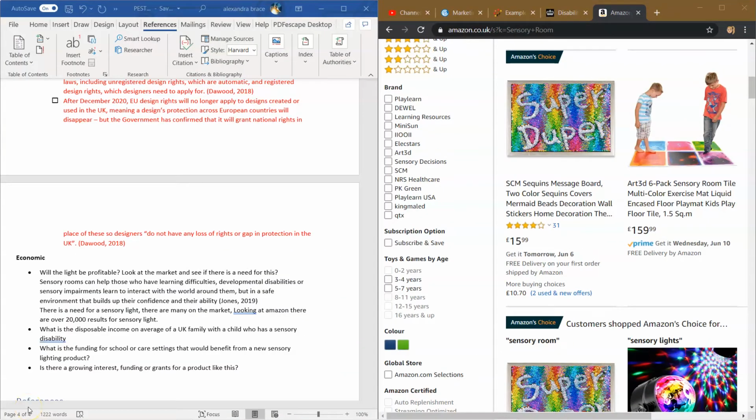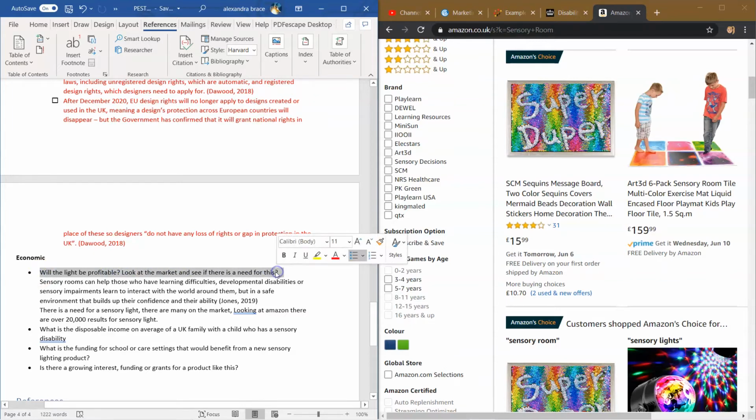So I thought I'd let you know about this little trick that I sometimes use for market research. I'm looking at the question that I've highlighted here in the economic section: will the light be profitable? Look at the market and see if there's a need for this.